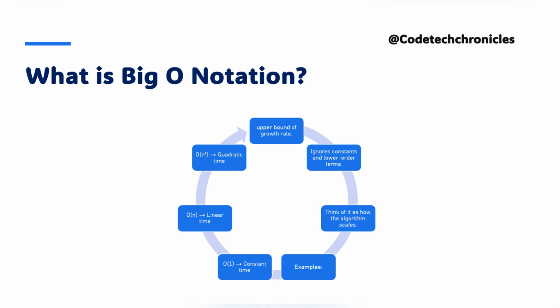Why? Because when you are processing big data or real-world inputs, those small details don't matter nearly as much as how your algorithm grows. If one algorithm runs in O(n) time and another in O(n²), the second one will become significantly slower as the input grows, regardless of your processor speed. So, Big O helps us compare algorithms, make decisions, and write smarter, scalable solutions.